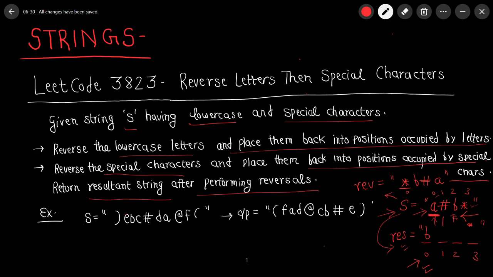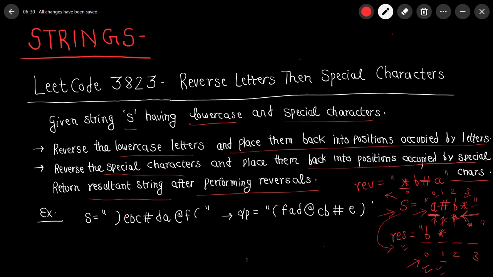Then we move to hash. Hash is a special character. So that means in the result also at first index, we would definitely get a special character only. And which special character we would get, that we would determine by traversing in the backwards direction in the original string. So when we traverse backwards, first we encounter this star and it's not used yet, so we put star here. Then we have done hash also.